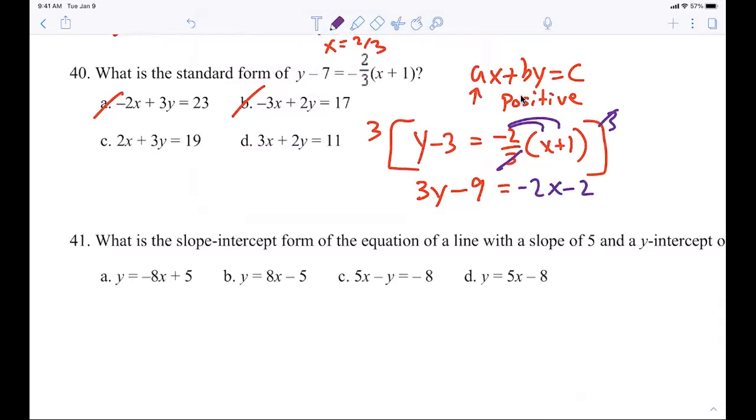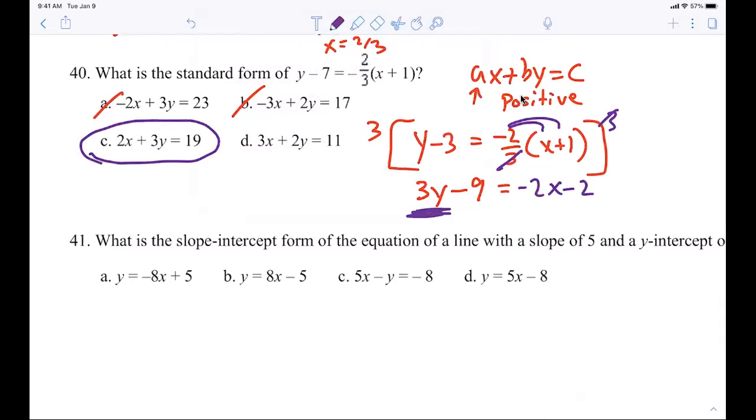Now how did I know that the answer was C without going any further though? Can anybody tell me? Because it says 3y. And C is the only one with 3y. Does anybody agree with that?